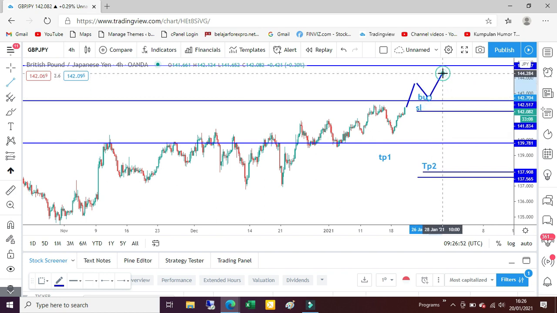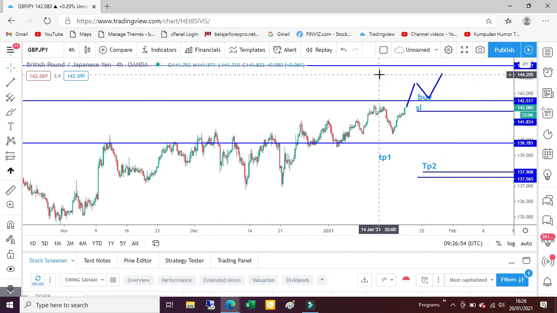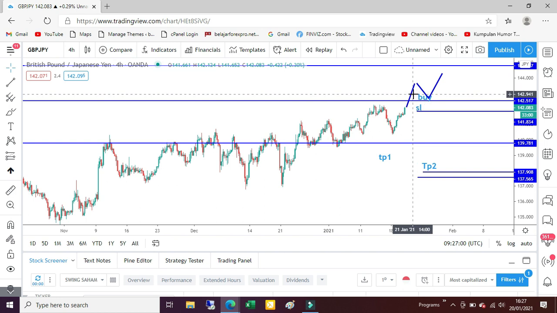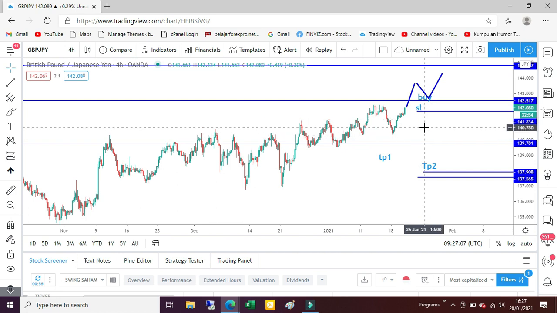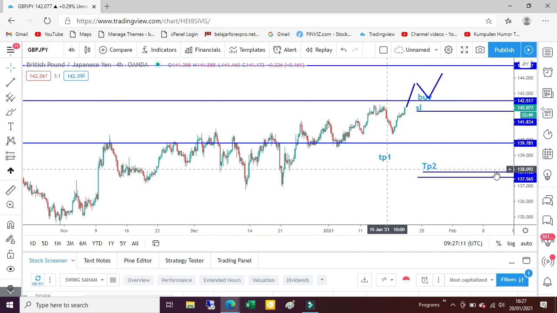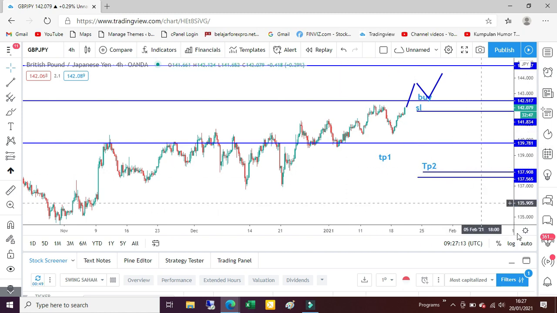Ya, begini ya teman-teman ya. Jadi kita harus sabar, jangan langsung dia break kita langsung melakukan buy, karena pertama itu resiko Anda jadi lebar, kedua kalau dia jatuh lagi maksudnya ya risikonya lebar saja. Oke ya.